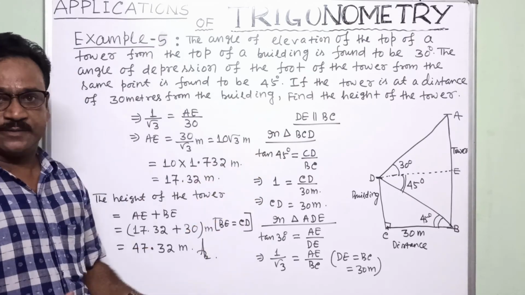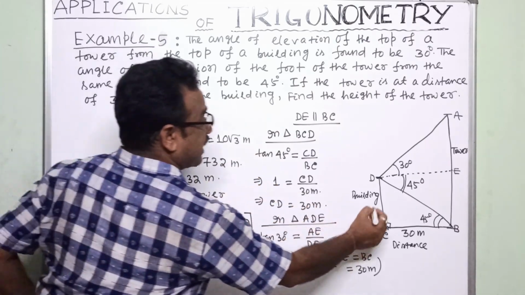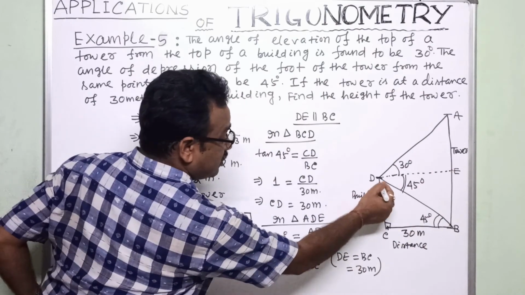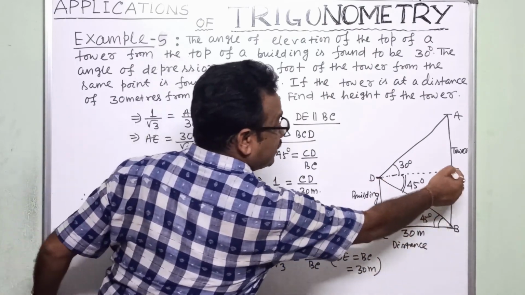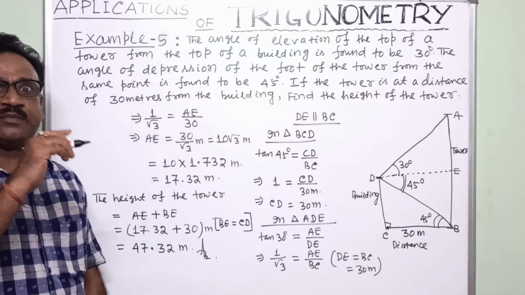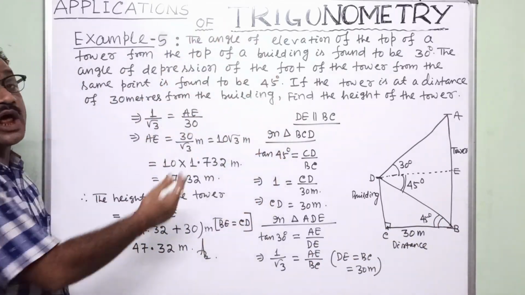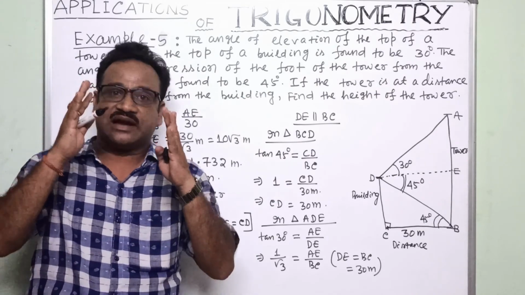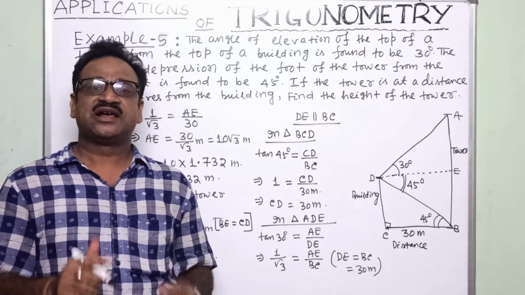So keep it in mind, here we are getting a rectangle. So here CD and BE will be equal, DE and BC will be equal. Keep it in mind. In this way we can solve various problems related to height and distance.